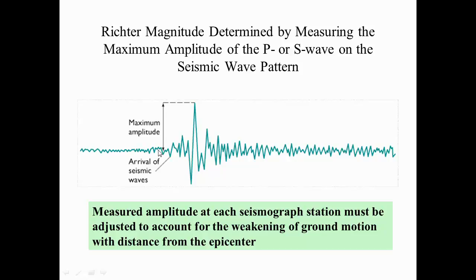And we see this example where we take a baseline and then just simply pick the peak with the maximum amplitude and measure its vertical height from the baseline. And what's more, this measured amplitude at each of these different seismograph stations must be adjusted to account for weakening of the ground motion with distance from the epicenter.